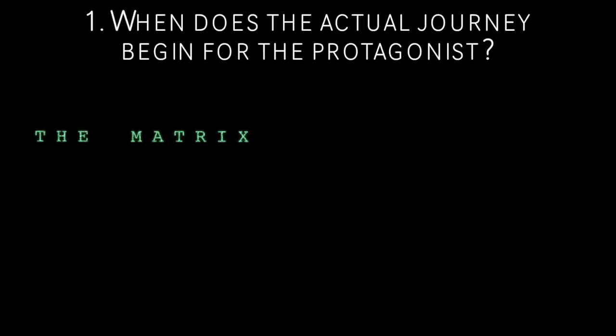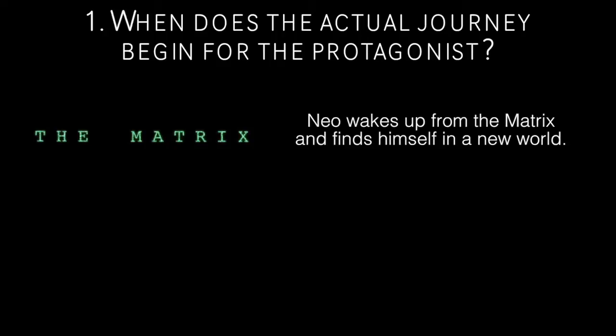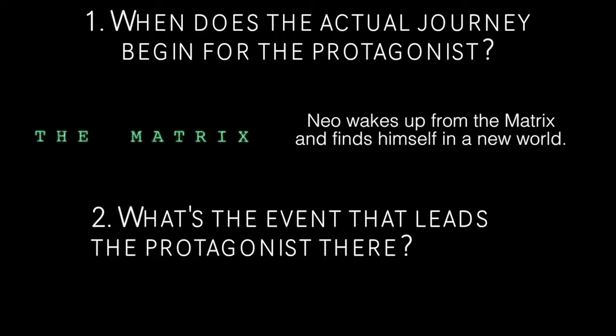The Matrix. When does the actual journey begin for the protagonist? Neo wakes up outside the Matrix. He starts a journey in a new world, leaving his ordinary world behind. What's the event that leads the protagonist there? Neo chooses the red pill.